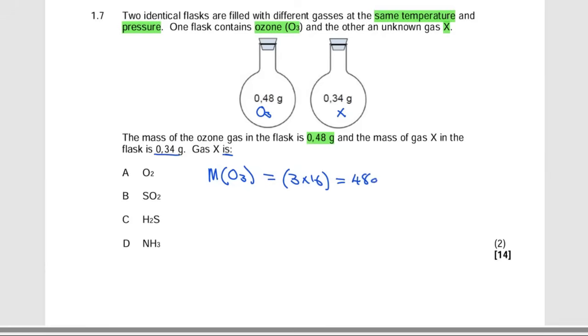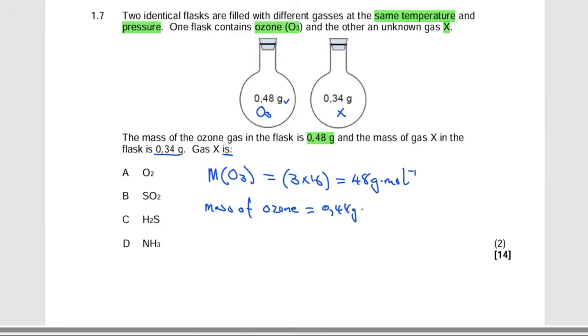So it's 48 grams per mole. Then after that, I'll proceed to the mass of what? The mass of ozone, right? So the mass of ozone there, they are given the mass of ozone is equivalent to 0.48 grams. There we are given there. So it's going to be 0.48 grams.